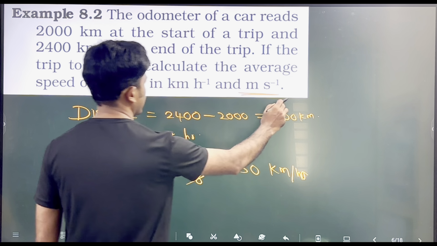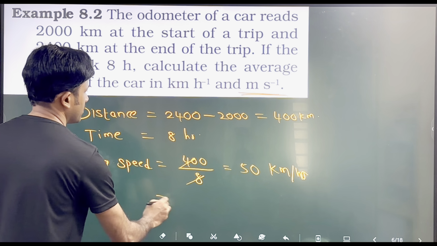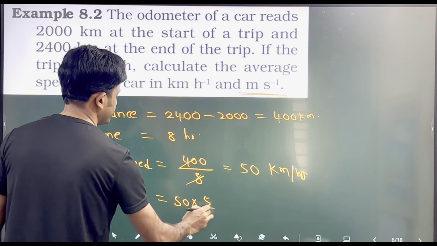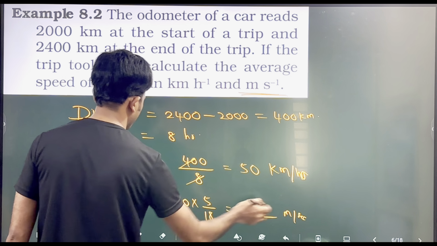And also we have to find it in meter per second. Then how will you find it in meter per second? To convert kilometer per hour into meter per second, you just multiply by 5 by 18. Okay, then you will get the value in meter per second. Then how much is it?